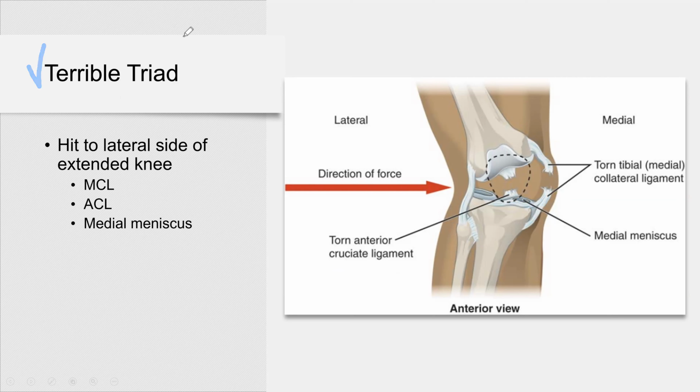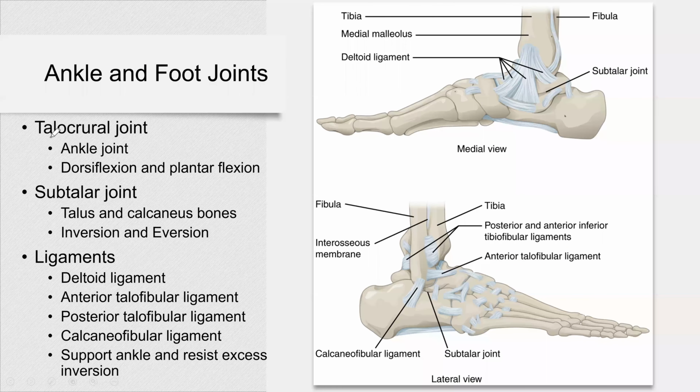Ankle and foot joint. So we have the talocrural joint, and this is a joint between the talus and the tibia. So here's the talus, and here's the tibia. The anterior part of the tibia is called crura. That's why it's the talocrural joint. So that's our ankle joint. It allows for dorsiflexion and plantar flexion of your foot. So dorsiflexion, we would move this way. Plantar flexion, we would move this way.